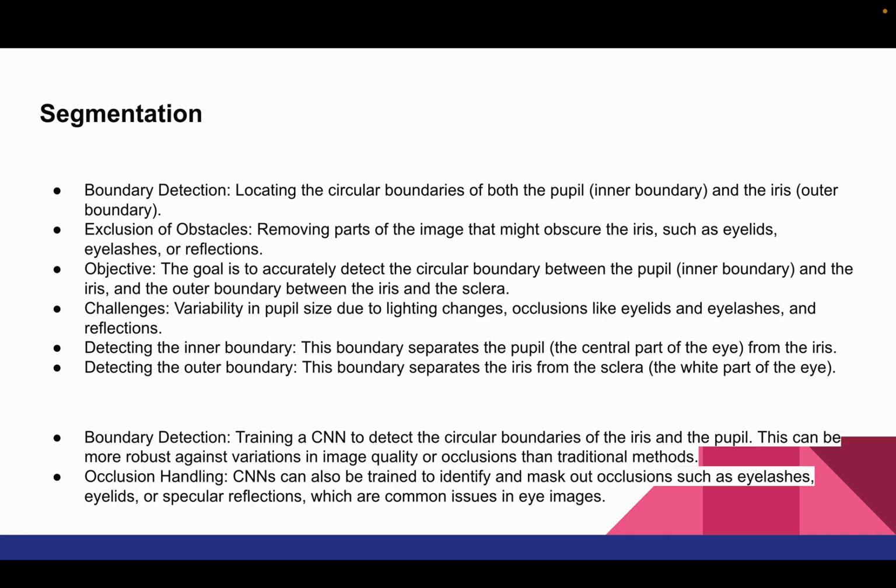So we can train the CNN to detect a circular boundary of the iris and pupil. Probably we can use a pre-trained model. This can be robust against variation in image quality or occlusion, unlike traditional methods. And CNN can also be trained to identify the mask of eyelashes or eyelid, those different things that may hide or blank the iris.